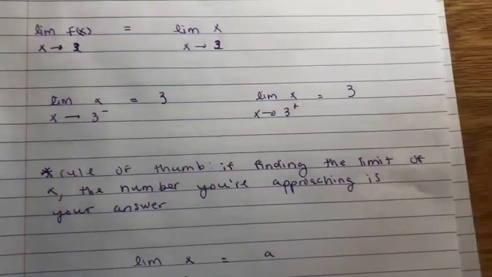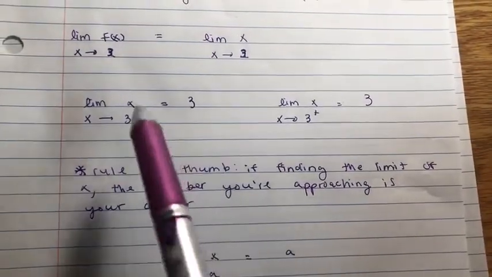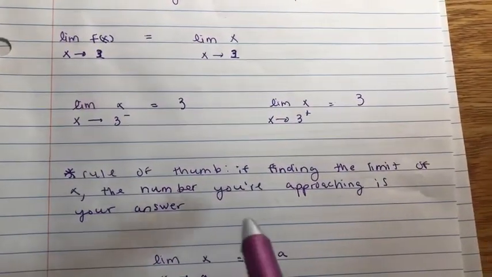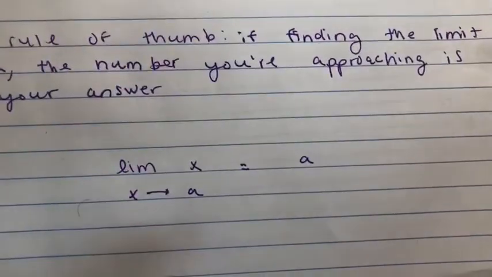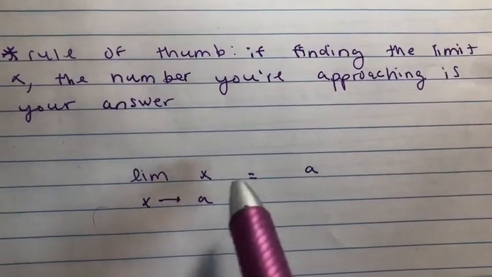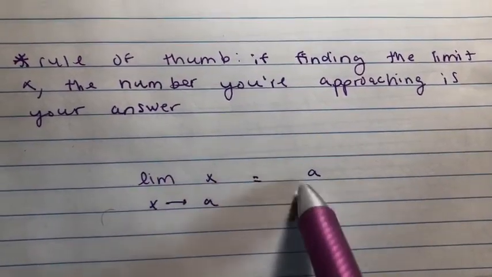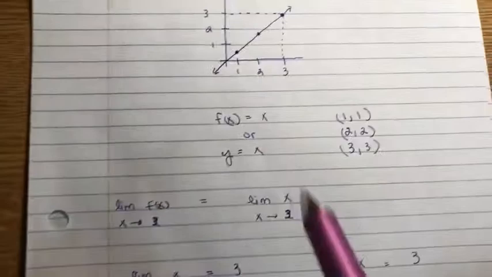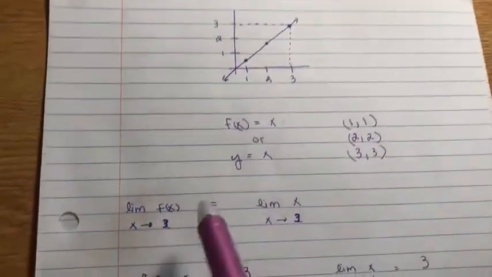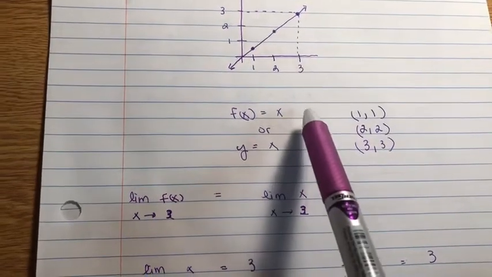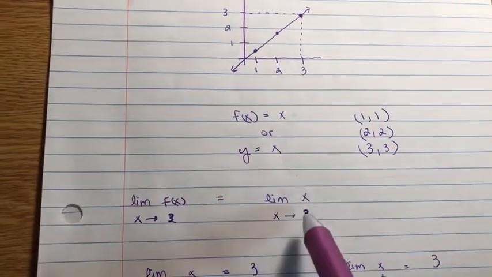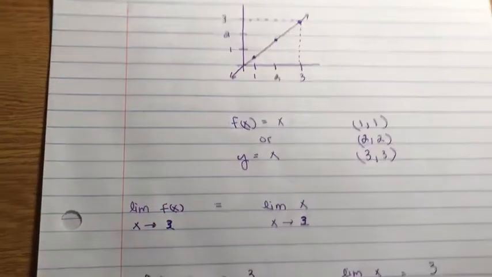So basically a good rule of thumb for identity functions would be, if you're finding the limit of x, the number you're approaching is your answer. So here I just have it simplified. So the limit of x as x approaches a is always going to be a. And so that's for any identity function. If you see f of x equals x, your answer is going to be whatever the number x is approaching.